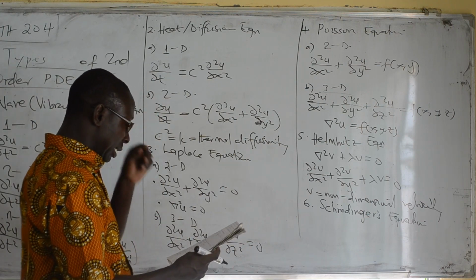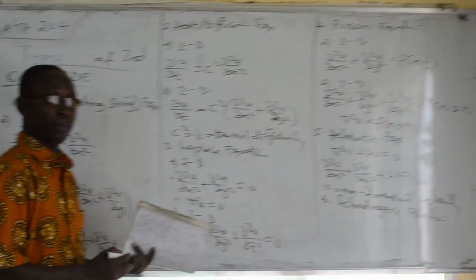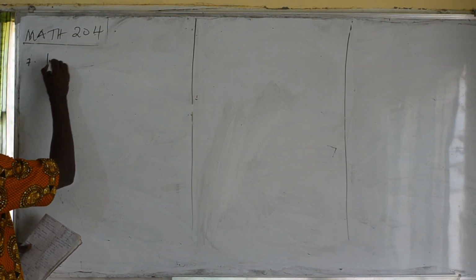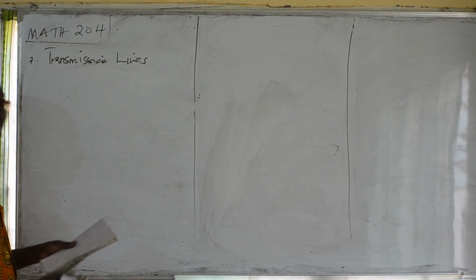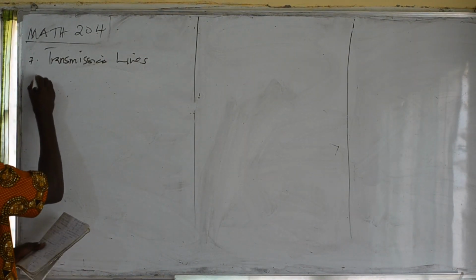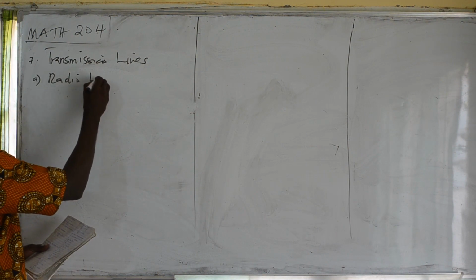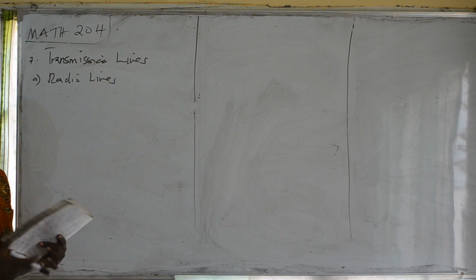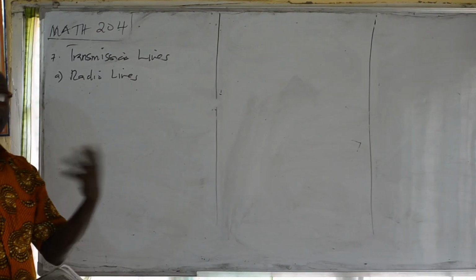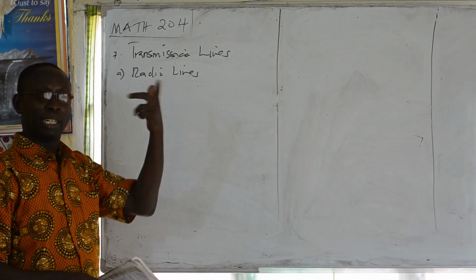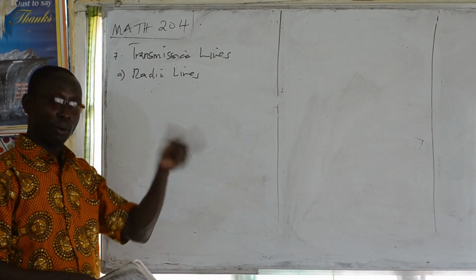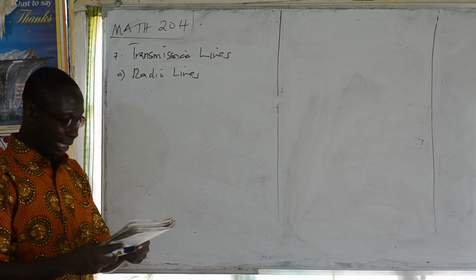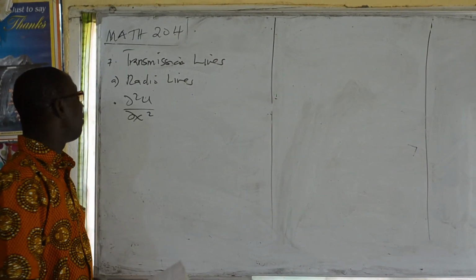I'll write the next one. That's the transmission line, before we go on. Okay, so the 7th one is transmission lines. There are 2 types of transmission lines. We have the radio lines, and we have telegraph or telephone lines. You know, the radio lines are different. The radio lines are what we use when we phone into a radio station; they have their own lines. And we also have telephone lines. There are 2 different things.